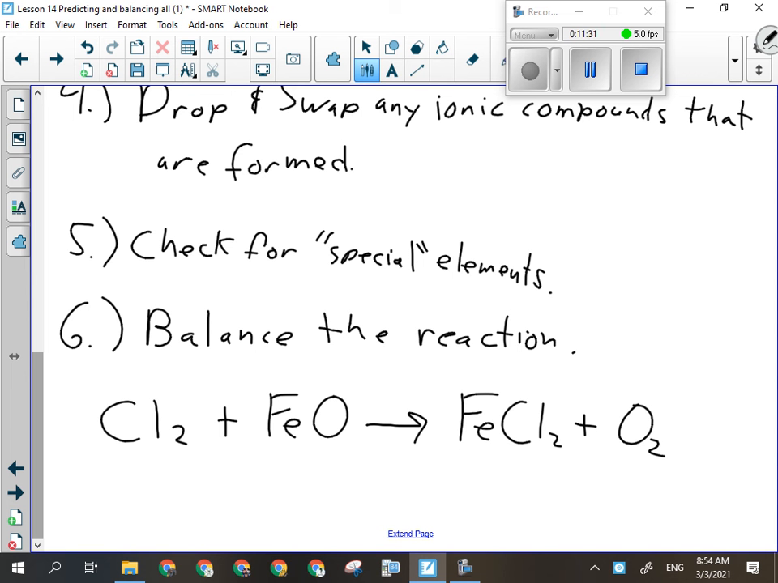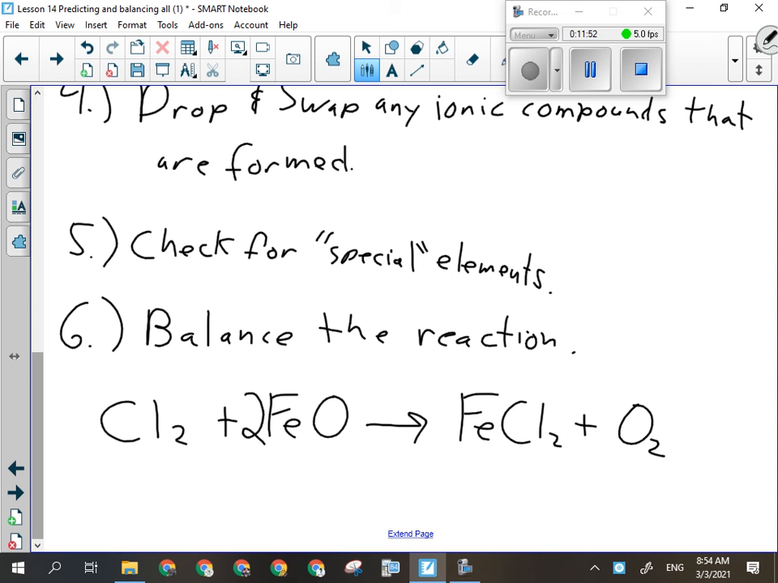Okay, so if I'm going to balance this reaction, I want to start with the biggest number. The biggest number in the reaction is 2, but chlorine already is 2 and 2, so I can't do anything with it yet. But oxygen is not balanced. There's 2 on the product side, but there's only 1 on the reactant side. So that means I've got to put a 2 here.